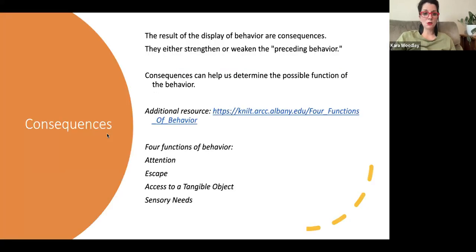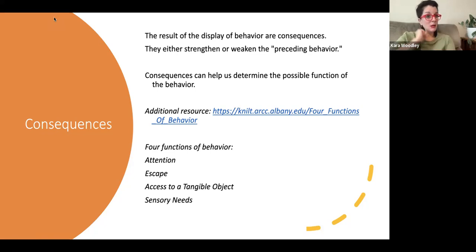And so as we're going further here, just know the results of a display of a behavior are consequences, okay? We're all familiar with consequences. They either strengthen or weaken the preceding behavior. Remember, we have those antecedents and we have those setting events. An antecedent is that something happens at school, and an immediate effect is the behavior. A setting event may be something that's pervasive.